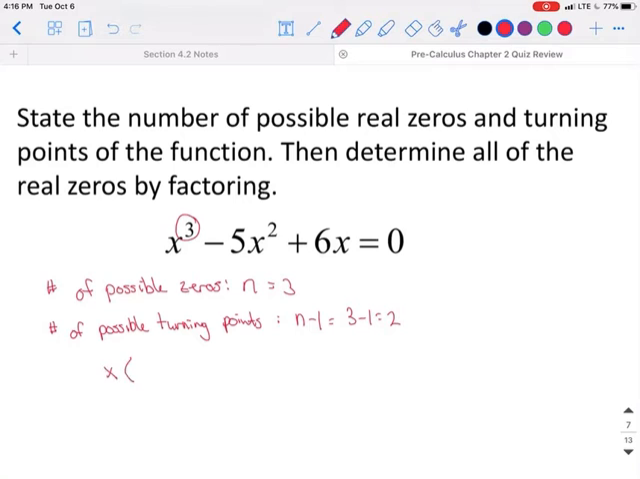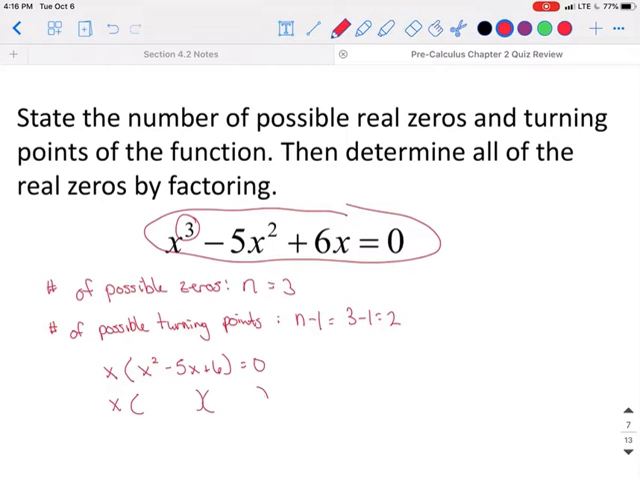Now find all of the zeros. We're going to start back at our original equation, and I can factor an x out of everything. So that's going to leave me with x squared minus 5x plus 6. Then I can factor that equation.